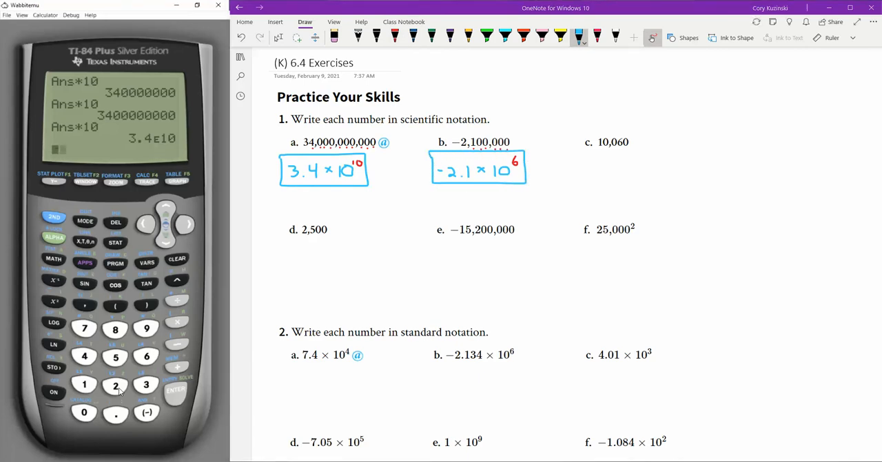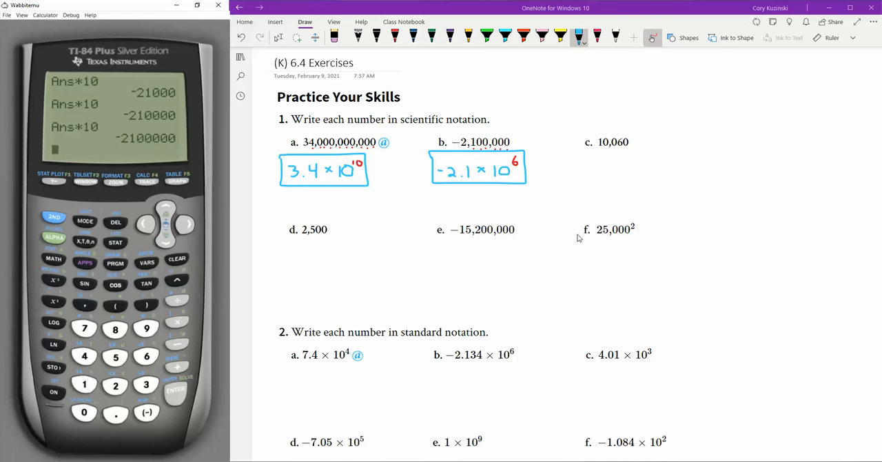Let's do another recursive rule. -2.1, enter, times 10, once, twice, 3 times, 4 times, 5 times, 6 times. There it is. So we got the 1, 2, 3, 4, 5 zeros, just like here.